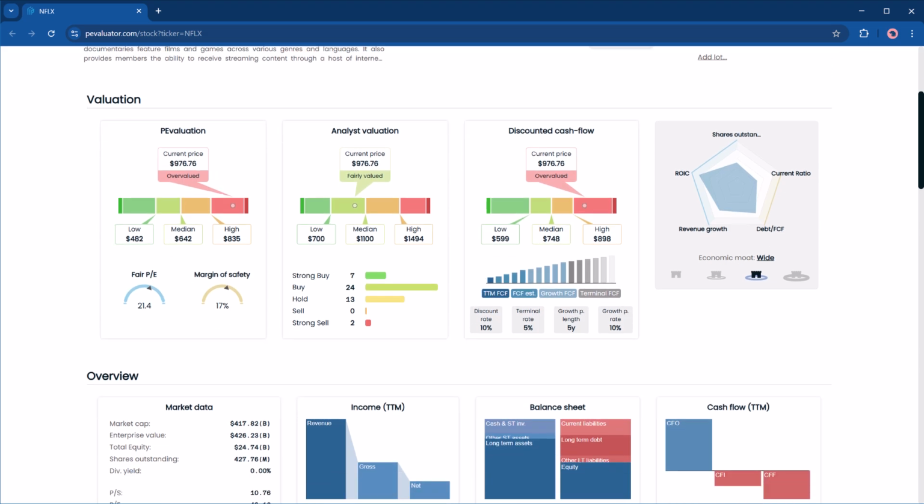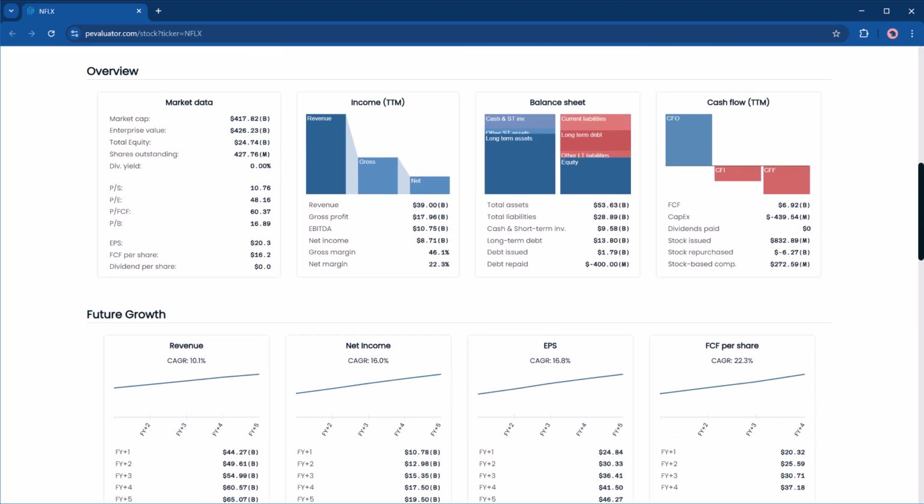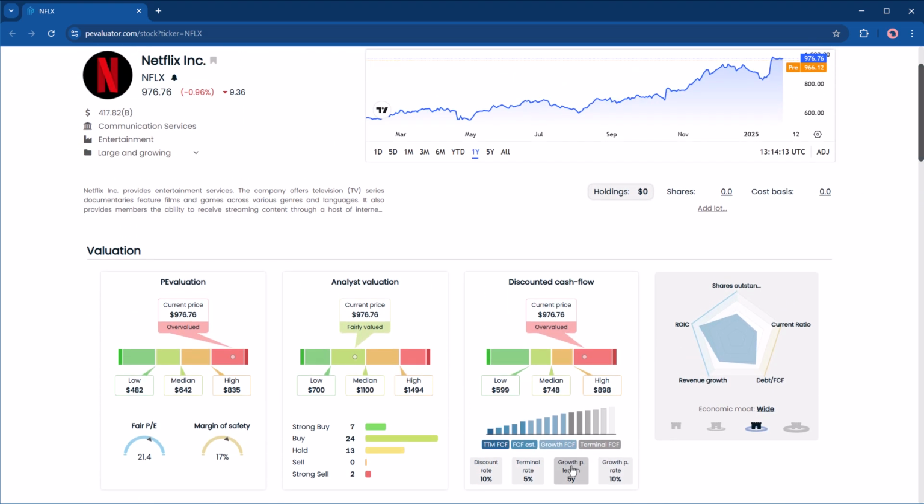First, let's look at expected growth. Netflix is expected to grow free cash flow per share at a compounded annual rate of 22% for the next 4 years. Beyond these 4 years, we can make our own assumptions. Let's say they'll grow for another 10 years at 14%.